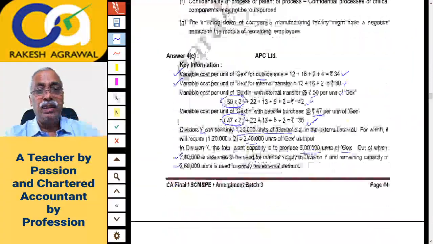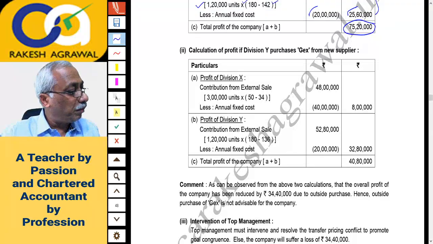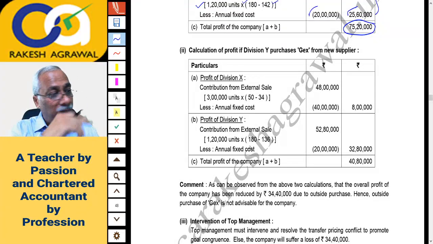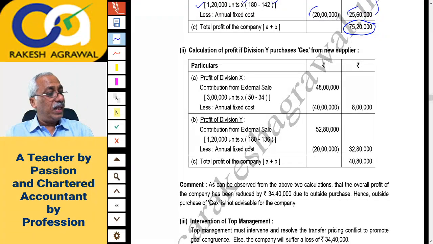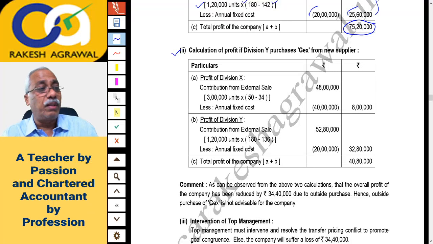Okay, I'll read the question from the printed notes itself, or you can also read it from the printed notes instead of going back. So the second question was, analyze the impact on the total annual profit of each division and the company as a whole if division Y accepts the offer of the new supplier. That is this question we'll see. If you accept the offer of the new supplier.